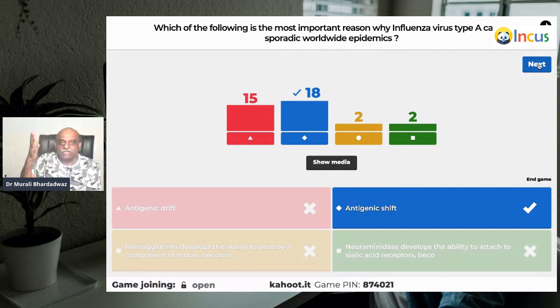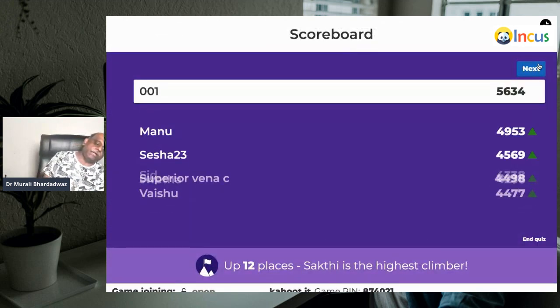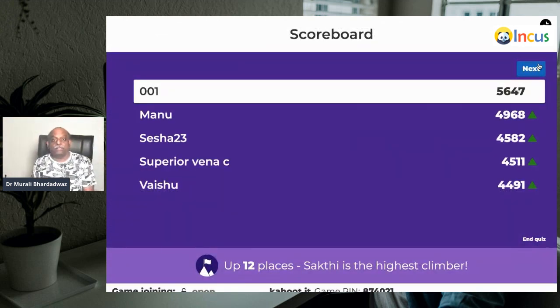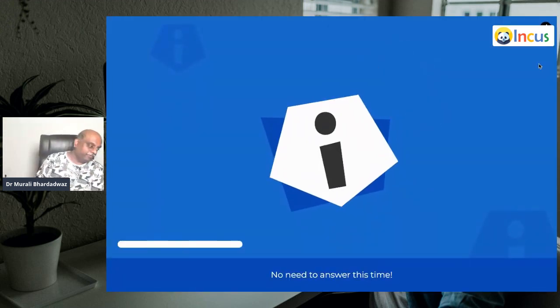18 of you are right. Antigenic shift is responsible for the sporadic worldwide epidemics, is what you need to remember. That brings Manu, Sesha, superior vena cava, and Vaishu to the top. Very good.